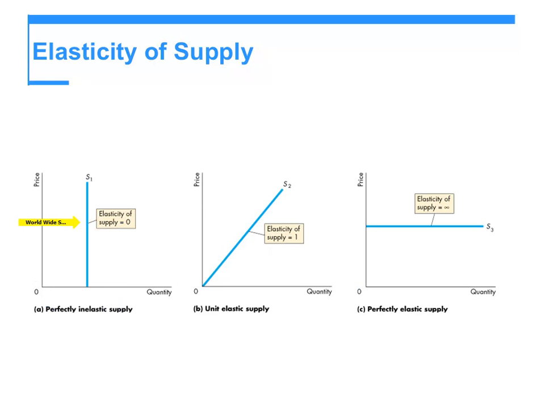This is when you have unit elastic, where the percentage changes in this and in that are the same. You have a straight linear curve. And you have this, which we call a perfectly elastic line. It means if the price is a little bit high or a little bit low, there is no supply. Supply exists only at this price. The change in supply over zero change in price gives you an elasticity of supply equal to infinity.